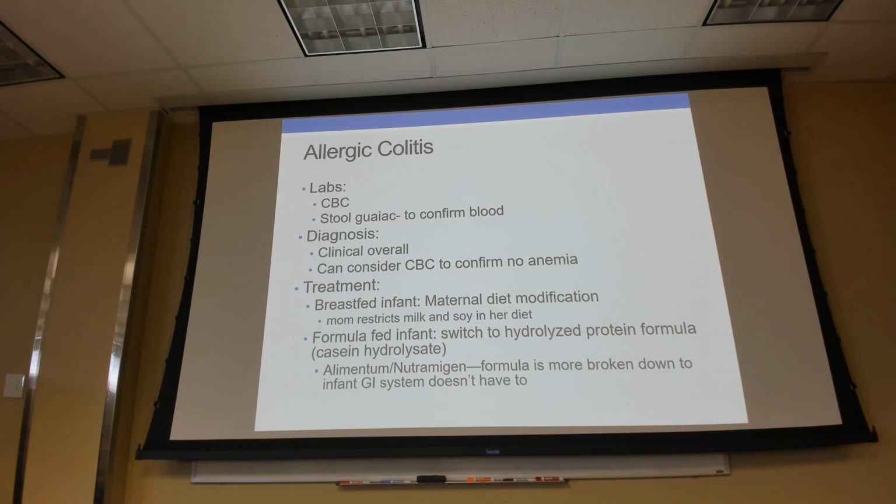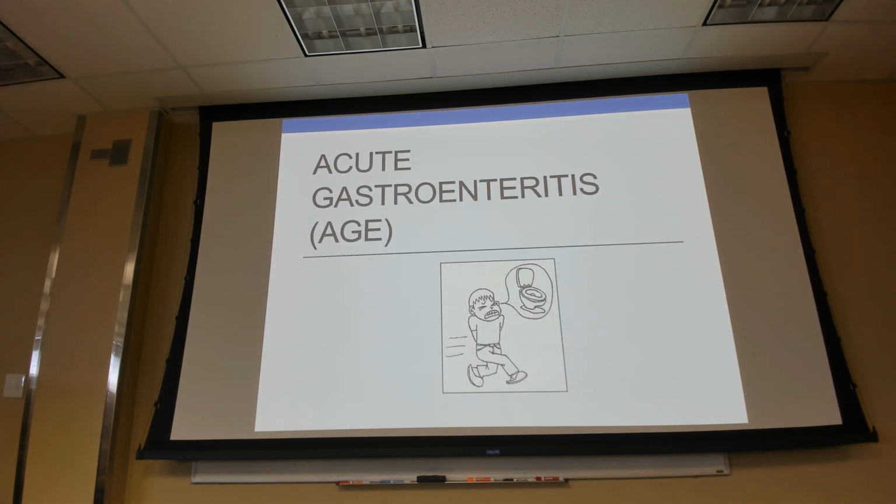So the baby's still going to do some of the work in the gut, but it's partially hydrolyzed. Alimentum is a fully hydrolyzed, so it's basically an amino acid formula. So everything's already broken down, and that's why it smells so bad, and that's why it's so expensive. So just if you see that, it's in the purple can.